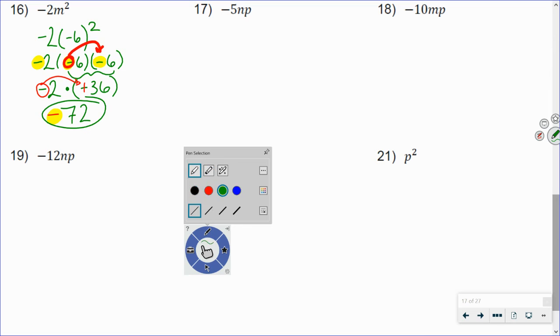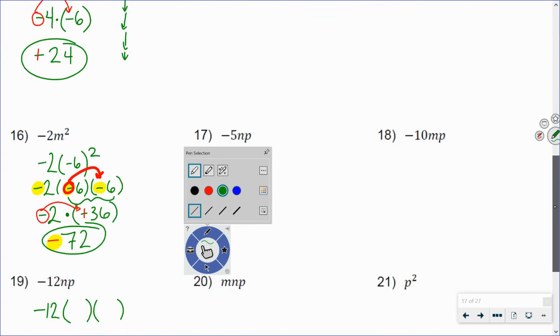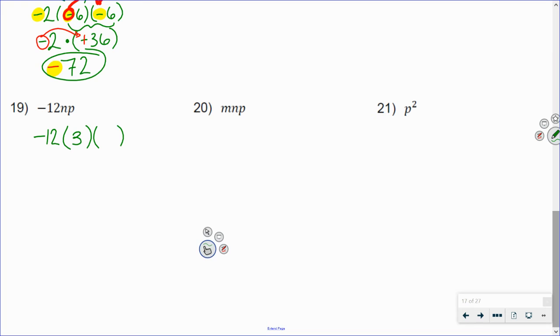One more problem, negative 12 times some number n times some number p. N is 3, p is negative 4. Again, all multiplication is equally strong, so we should go left to right here. 12 sets of 3 is 36. No, no, no. The opposite of all those positives is negative 36.